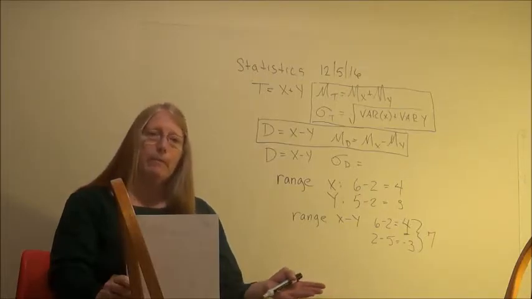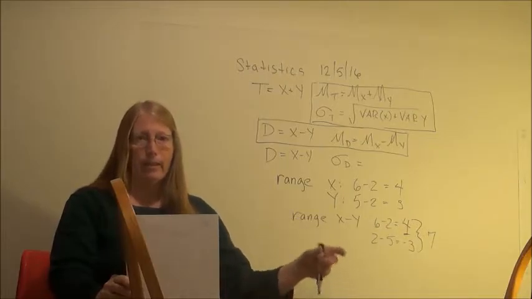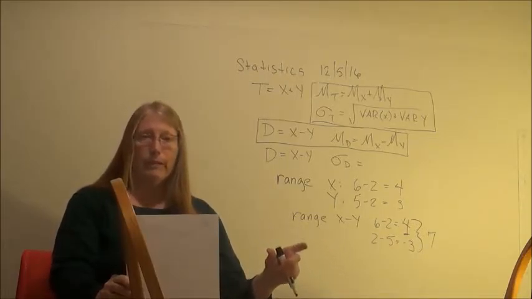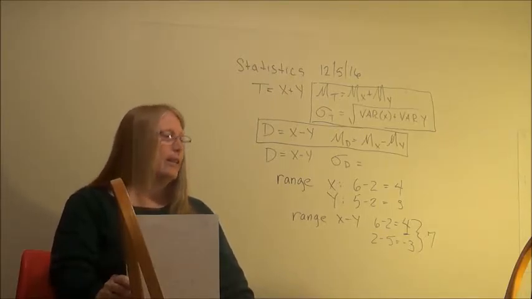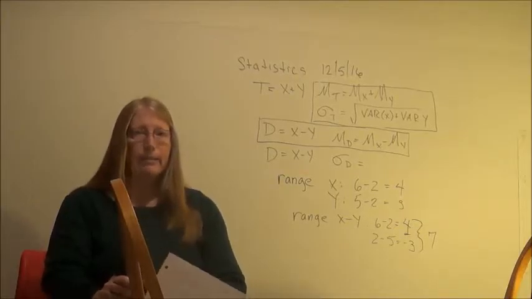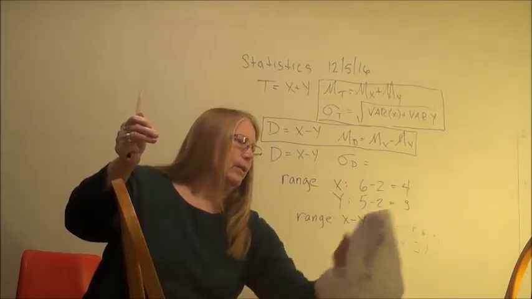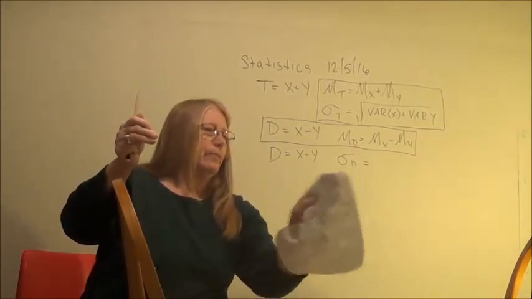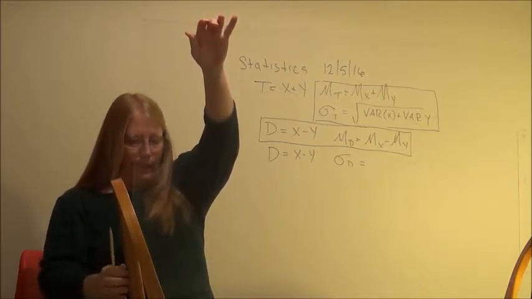So even though I'm combining them by subtraction, I'm adding more variance. The more random variables involved, the more difference or variance. So it's going to actually be an addition instead of a subtraction when we go to find the standard deviation. So that principle is going to follow us now to the standard deviation.